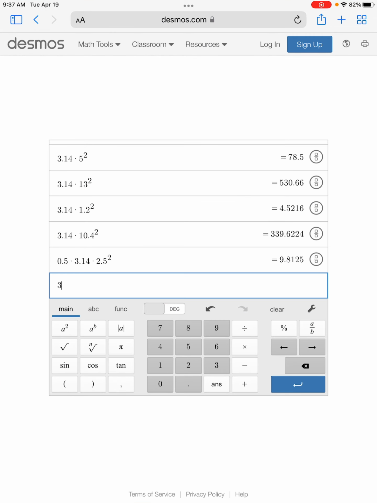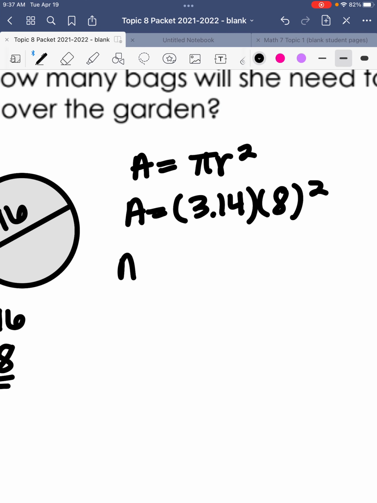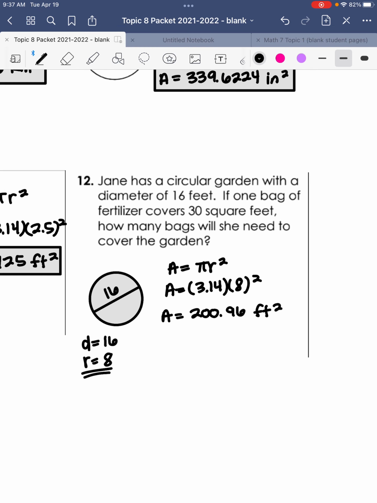So 3.14 times 8 squared, and I get 200.96. So my area is 200.96 square feet, right? Now that's not our answer. We know that one bag of fertilizer covers 30 square feet. We want to know how many bags she's going to need for her garden.